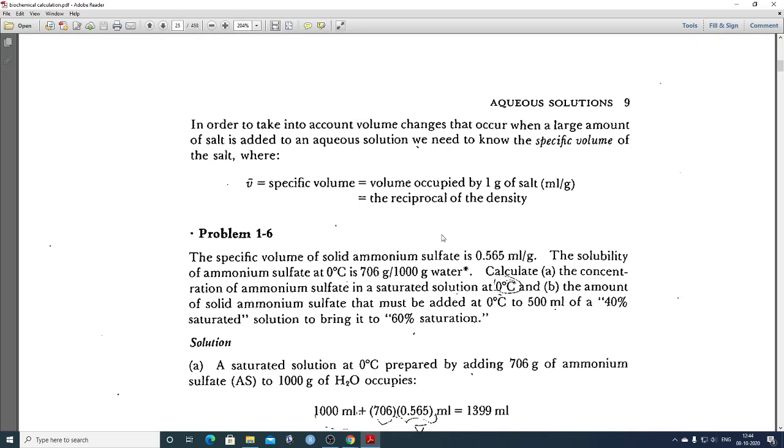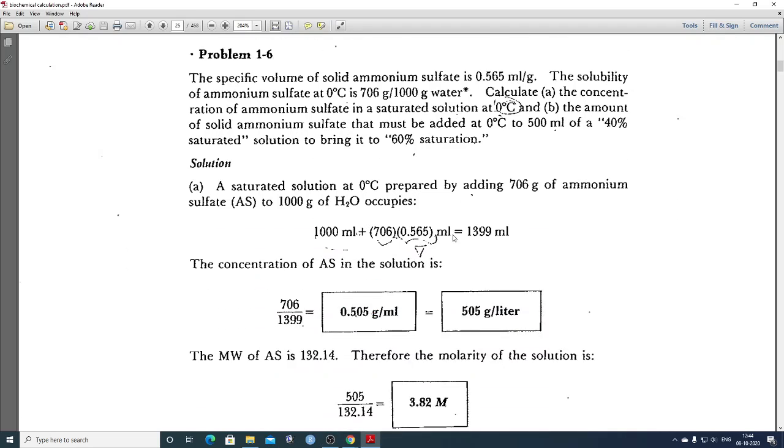So specific volume is the reciprocal of density. It is like if you jump into the water, how much volume you will displace, like that Eureka you may be knowing. So specific volume is how many ml will be occupied by 1 gram of the salt. Okay, so here we have one problem set.